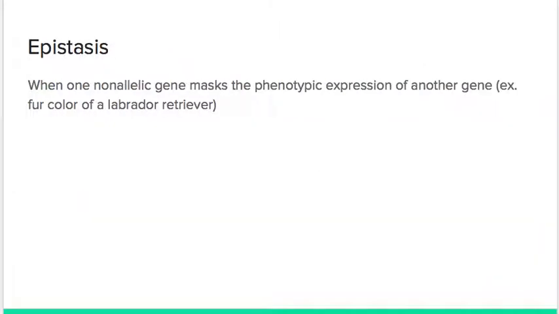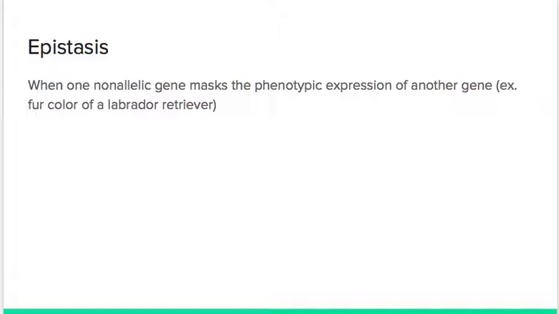So the next topic is epistasis, which is when one non-allelic gene masks the phenotypic expression of another gene. It's like an object that stands out until you cover it with a blanket. So an example of this is the fur color of a Labrador Retriever. With Labrador Retriever, epistasis is recessive. It can either be recessive or dominant, but in this case it's recessive.